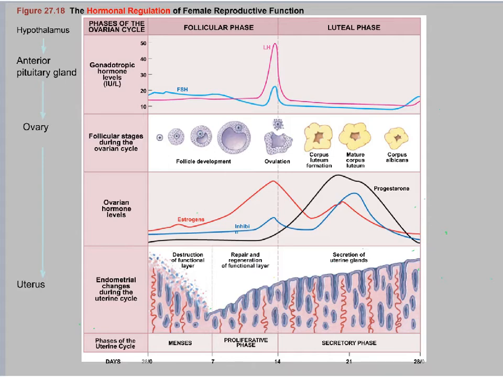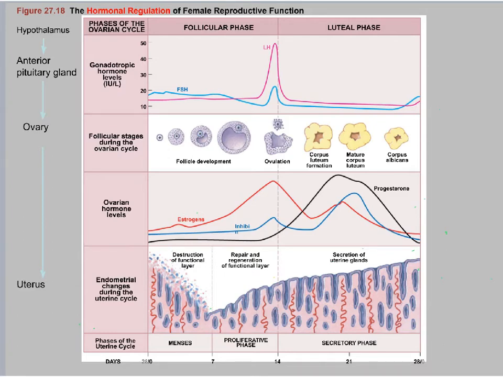So the endometrium isn't quite ready to receive a fertilized egg quite yet. But remember that ovulation occurs from the ovaries, and those eggs need to travel down the fallopian tubes, and that's where fertilization takes place. And then the fertilized egg, the zygote, makes its way down to the uterus. So that takes a little bit of time for that to occur.